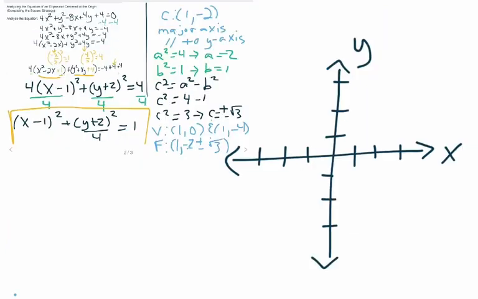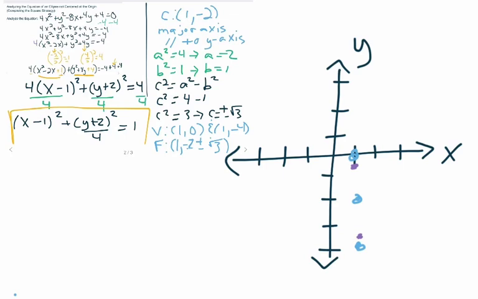Graphing our ellipse, we see that we have our center at 1, negative 2. We have vertices at 1, 0, and 1, negative 4. Our foci are at 1 for the x-coordinate, and the y-coordinate is negative 2 plus square root of 3. Our second focus is at 1 for the x-coordinate, and then y is negative 2 minus the square root of 3.